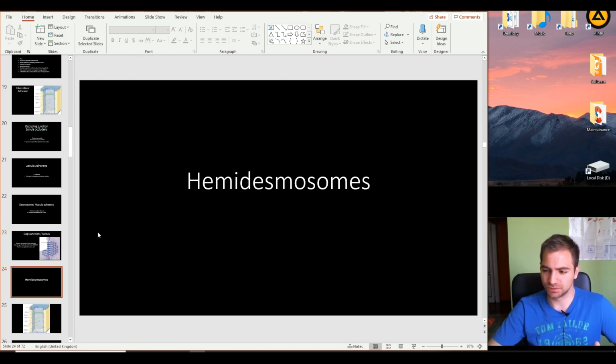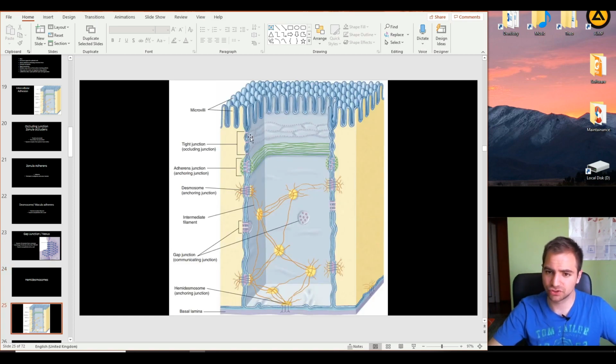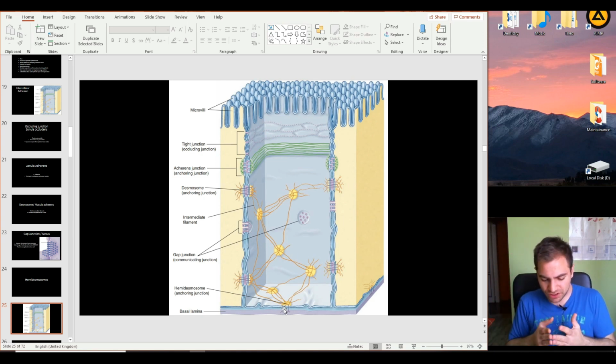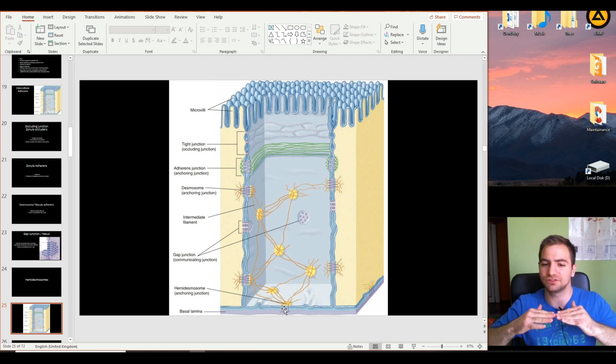Lastly, the hemidesmosomes. These structures are found in the basal part of the cell. So we already talked about the tight junctions, the adherent junctions, the desmosomes, and the gap junctions. The last one is the hemidesmosome. Hemi again means half, and the desmosome we already discussed. If you think about it, just the word is enough to give you the function of the structure. The hemidesmosome is the connecting feature of the cell to the basal membrane, or to the basal lamina as well, because it actually connects with the basal lamina.